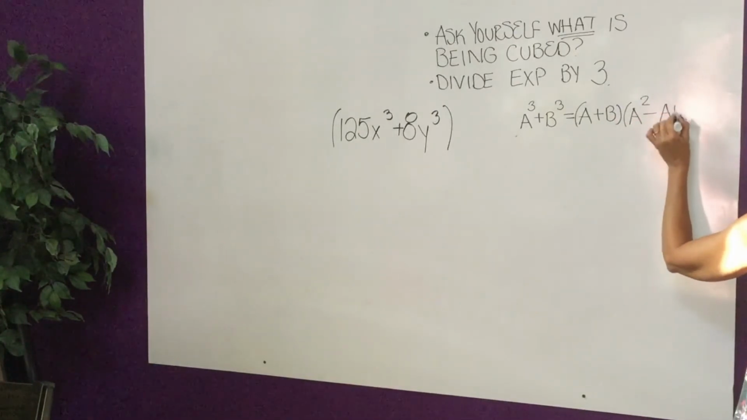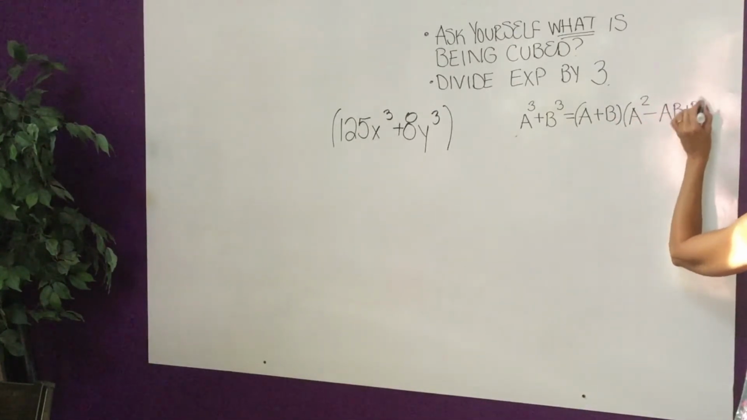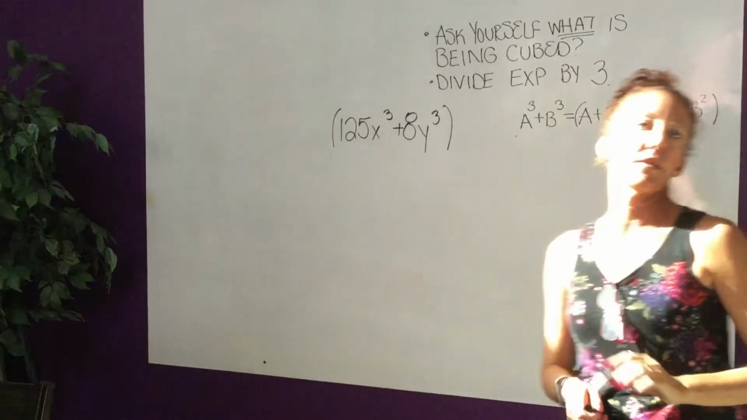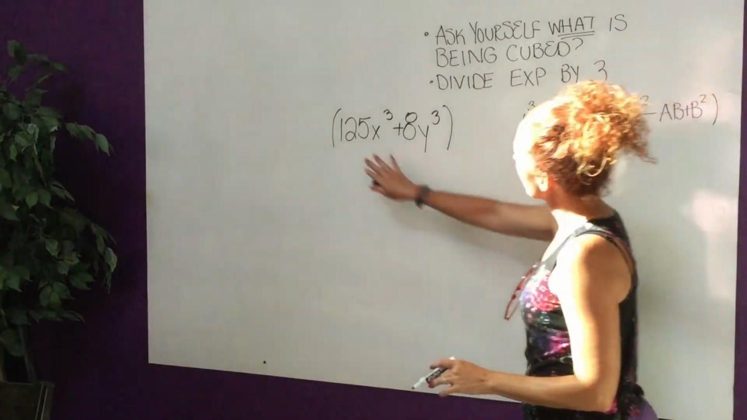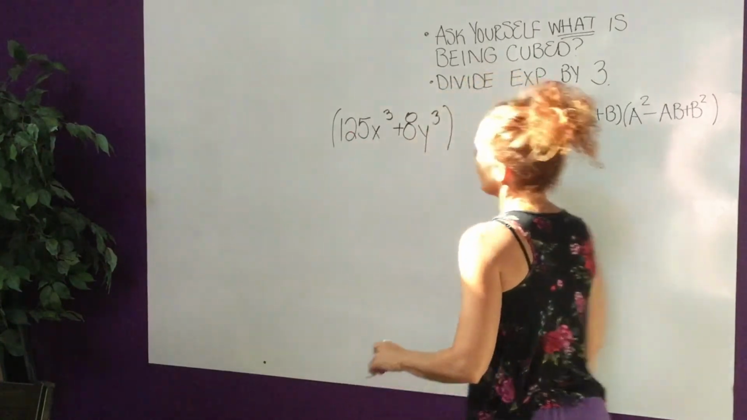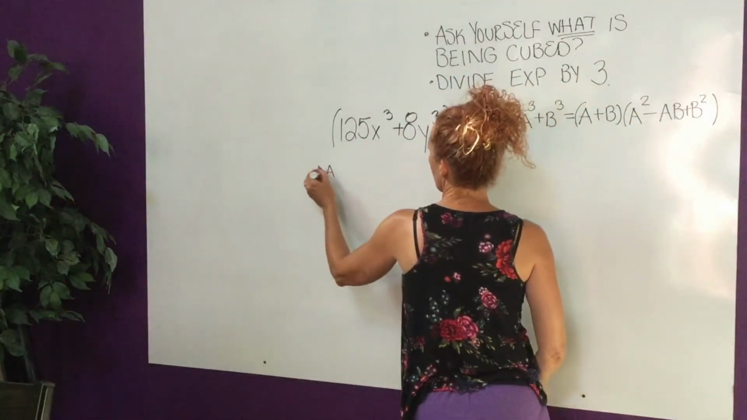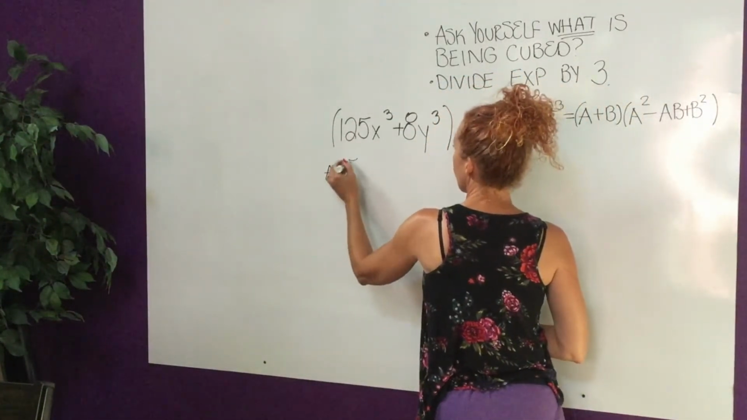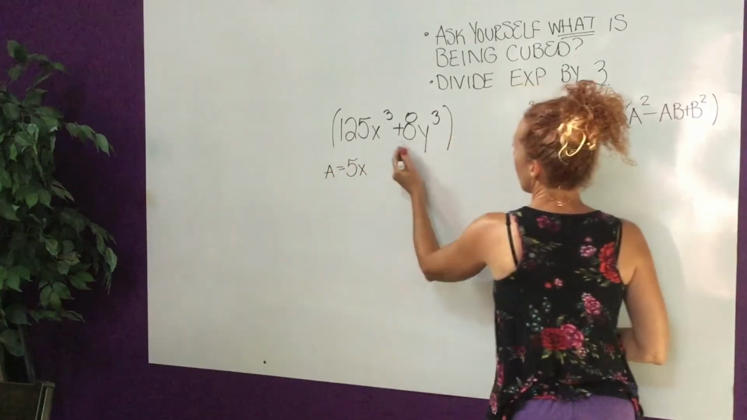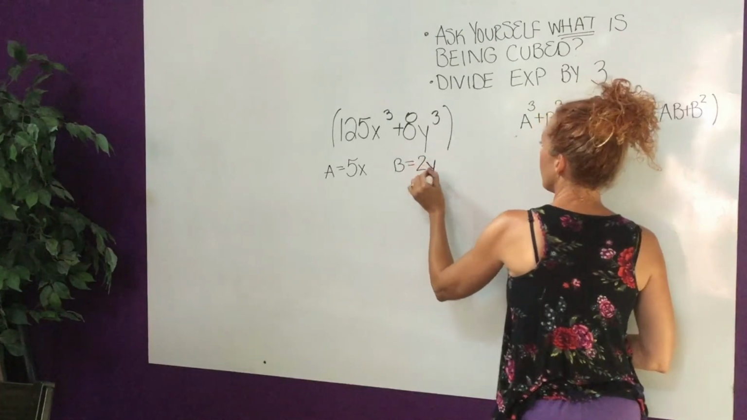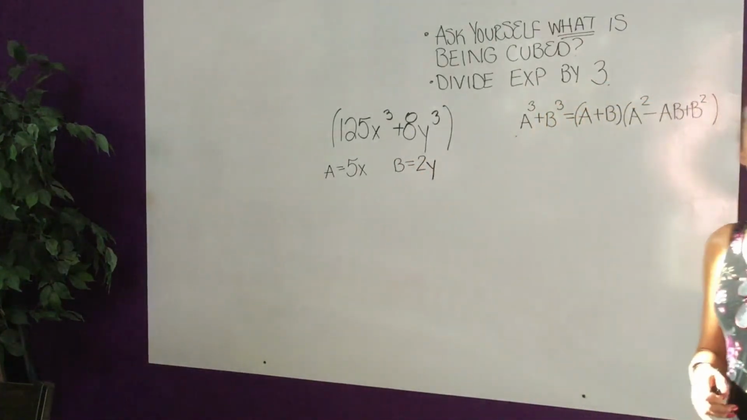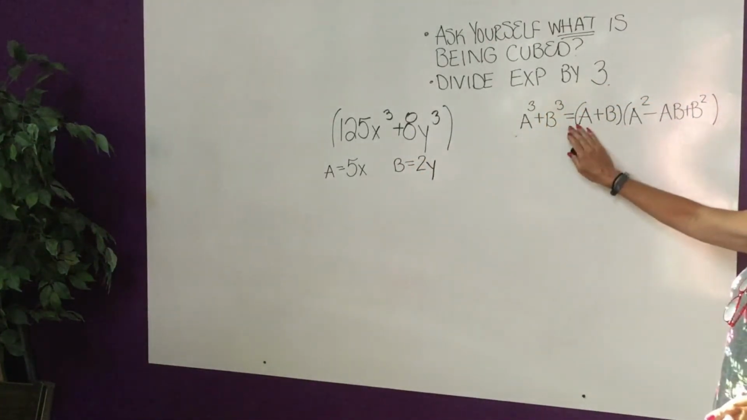Even if this was not an online setting, I would not make any student memorize the perfect cubes. Okay, so what is being cubed? What is the A? Well, in this first case, it would be 5x. And what is being cubed here? It would be 2 and a y. And so in this case, we're just going to plug it in.